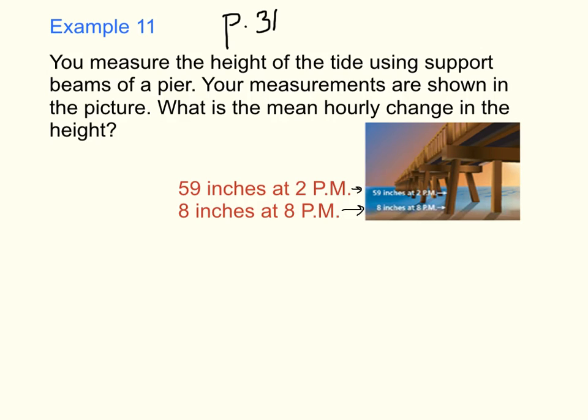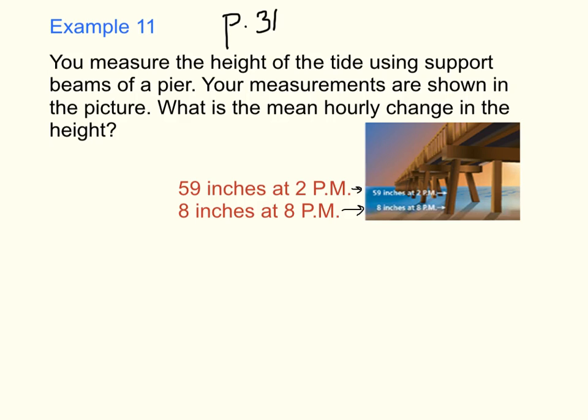So you'll notice that I've written here, since it's kind of hard to see in the picture, that the tide is 8 inches right here at 8 p.m. And at 2 p.m., it's at 59 inches, which is much higher. So we have to figure out, how do you determine what the mean hourly change in height is? Well, the first thing you do is figure out what's the final height and what's the initial height. So mean is the average, so we have to figure out the average between them. So we know that at 8 p.m., it's at 8 inches. At 2 p.m., it starts at 59 inches.